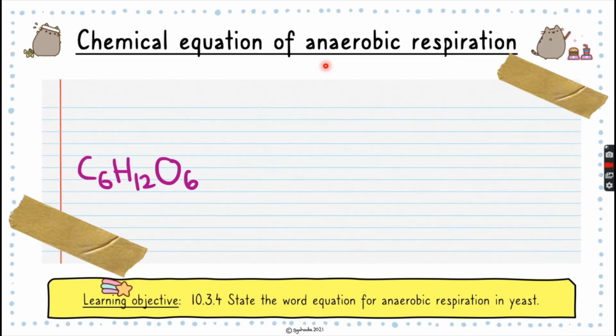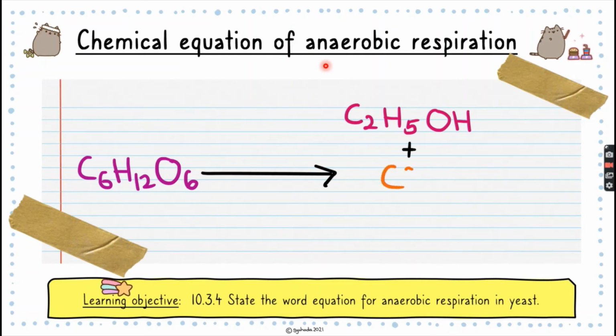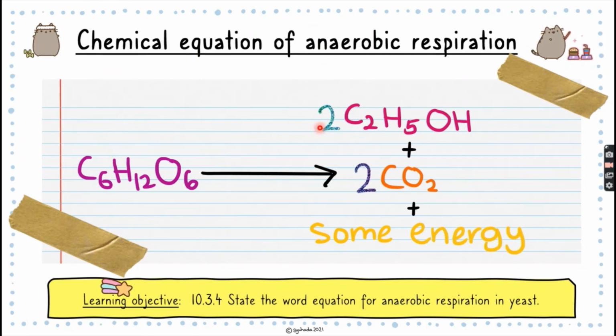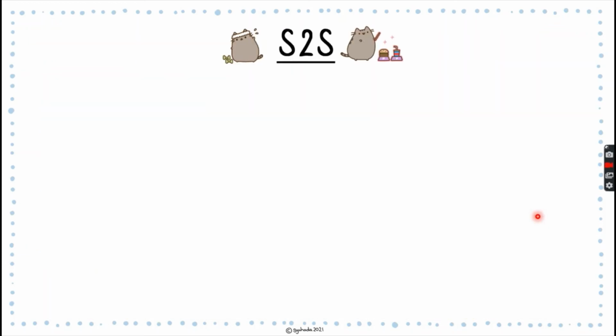Chemical equation for that: C6H12O6 for glucose. Draw an arrow, C2H5OH plus CO2 plus some energy. And we have to balance this equation as well. So draw a 2 in front of ethanol and a 2 in front of carbon dioxide. All right, now we're done.